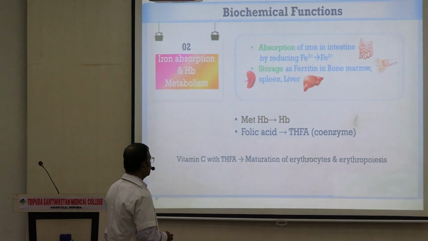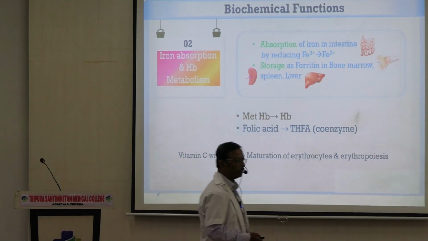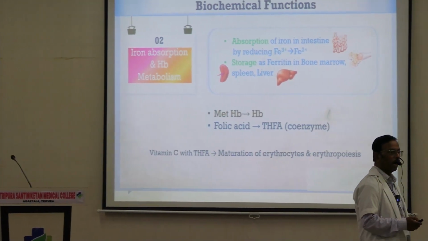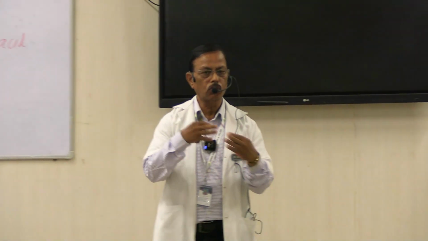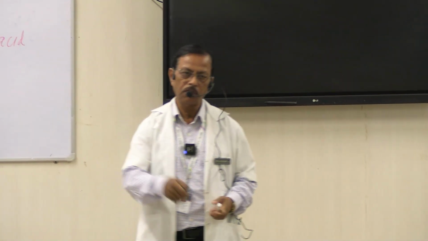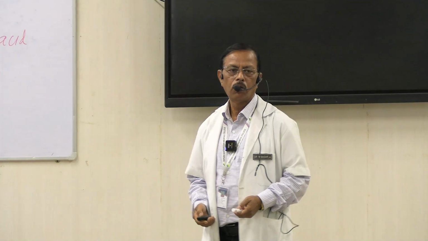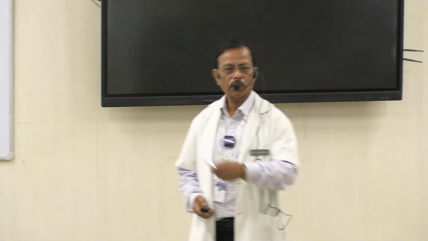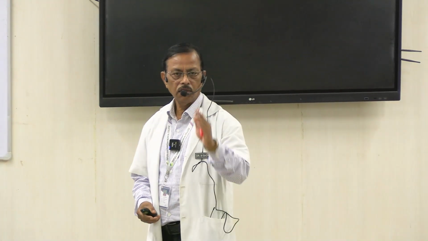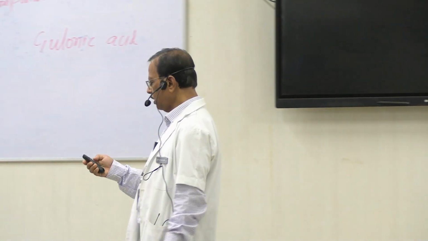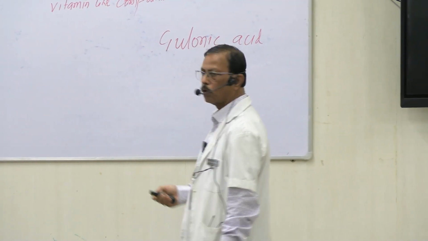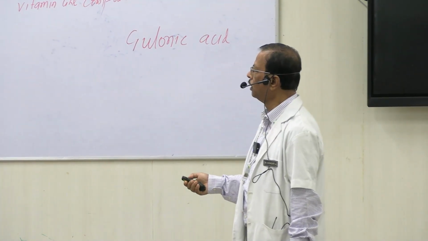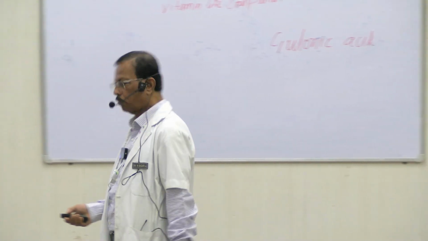Iron absorption: vitamin C plays an important role in absorption of iron. In the food, iron remains in ferric form. To get absorbed, whenever iron wants to cross the cell membrane, it has to be in ferrous form. It cannot enter or go out of the cell in ferric form. It is vitamin C that converts this ferric form of the dietary iron into ferrous form. Then only it can be absorbed.